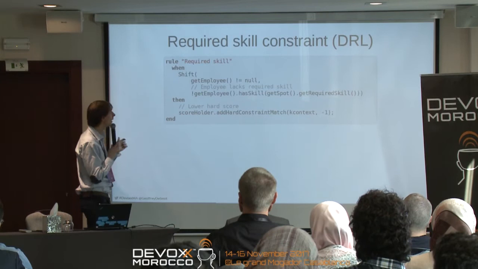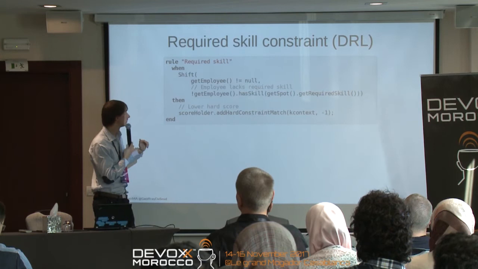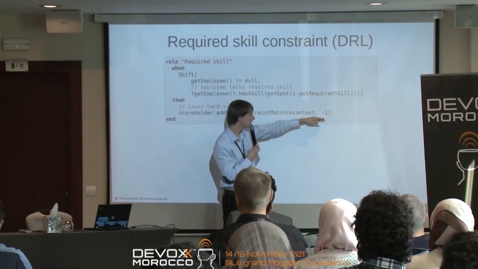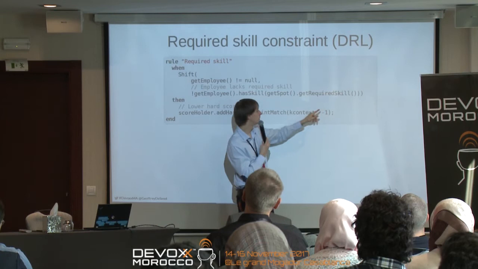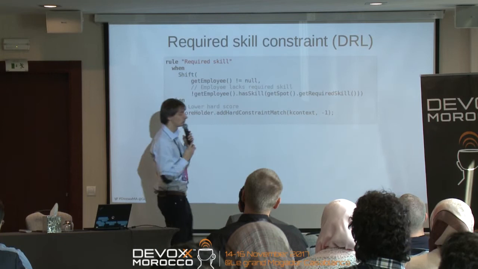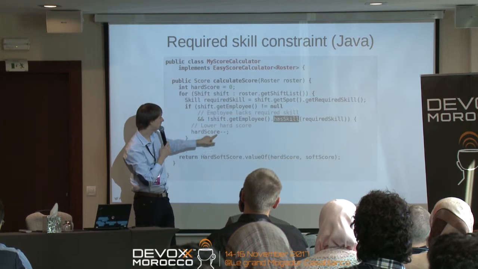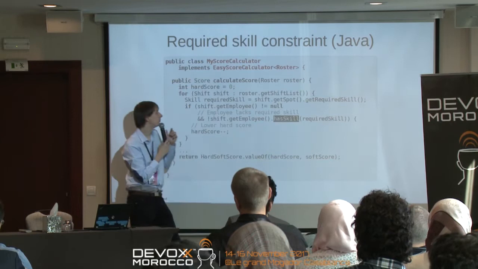Okay, so how does this work? It's a declarative language, and it's very much based on Java. In fact, the part between the then and the end is plain old Java. This is just some Java call. You can do if statements here, for loops and so forth. You probably shouldn't do for loops in there, but you can. And here we're saying, okay, we add a hard constraint of -1. So when this happens, and I'll go into what that is, we're going to lose 1 point, right? So this implementation, if you remember, we're now going to write this as a Drools rule. We're going to reduce the hard score, -1, as you can see here, when the employee does not have the required skill of that shift. So when we do this in Drools, it looks like this.